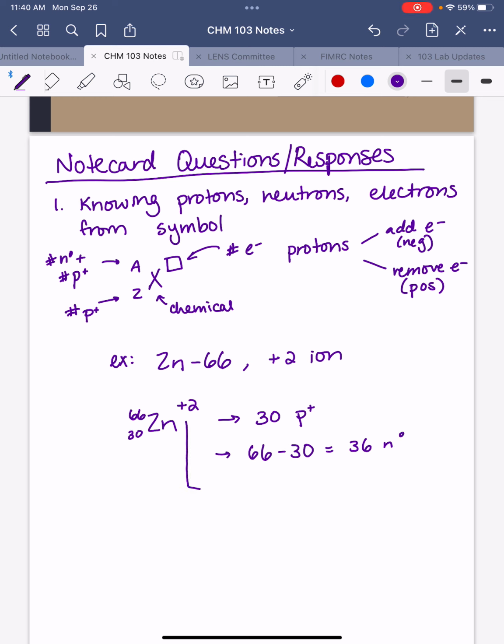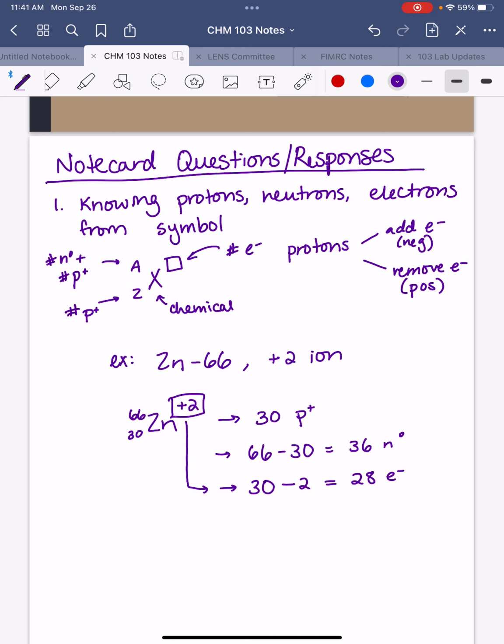Now because it's a +2 charge, that means that we need to take the number of protons, which is 30, and we're going to remove that number of electrons. So we're going to remove 2, and we will have 28 electrons. Since we have more protons than electrons, we are going to have this +2 charge. And so that's how we know how many electrons something has, is it's based on the charge and the number of protons.